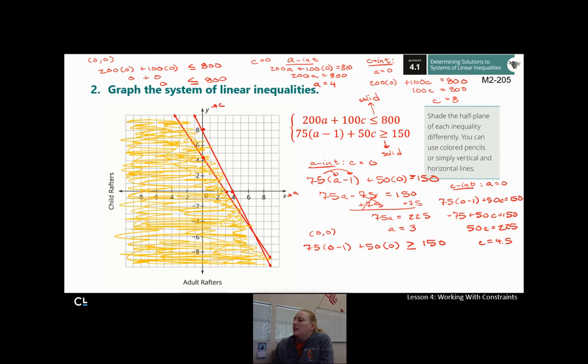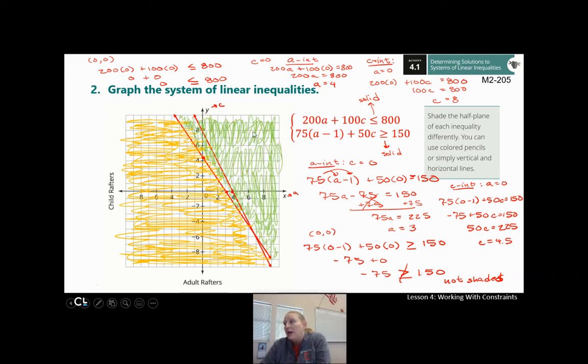75 times 0 minus 1 is negative 1 times 75 is a negative 75. Of course, that's gone. That's a 0, right? And negative 75 plus 0 is negative 75, which is not greater than or equal to 150. So no, that side's not shaded. The 0, 0 is not shaded. Okay, so because the 0, 0 side isn't shaded, I need to shade the other side.